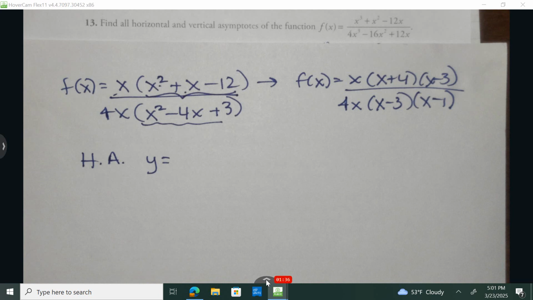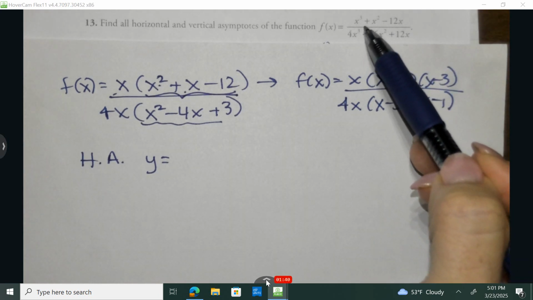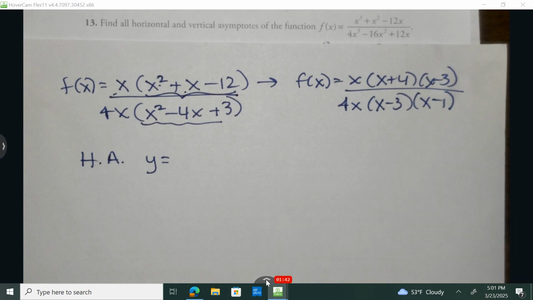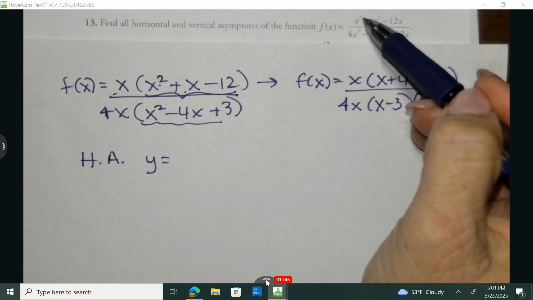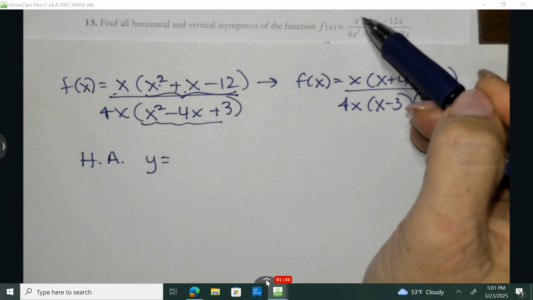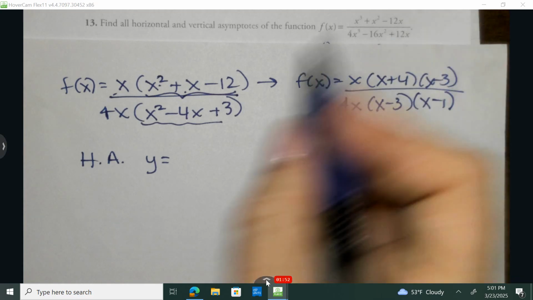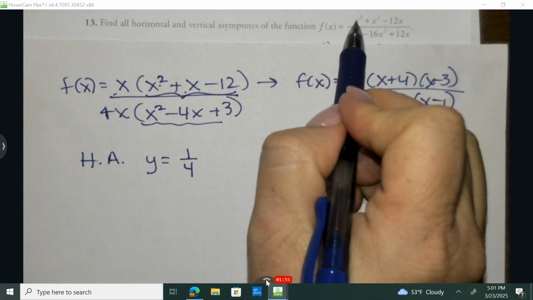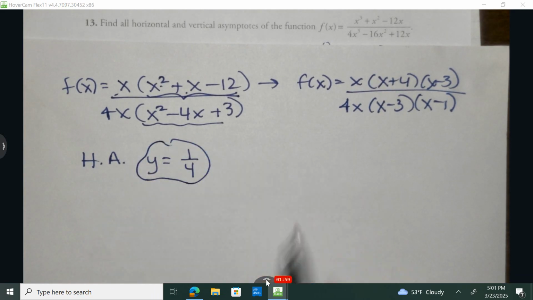How do we determine the horizontal asymptote? We're going to examine the degrees of the function. You're going to see me go through this more in example number 14. But if they have the exact same degree, then we're going to jump right in front of them to the leading coefficients and we're going to divide. So 1 divided by 4: in front of x to the third is 1, in front of x to the third is 4. So this is the equation of the horizontal asymptote for this function.